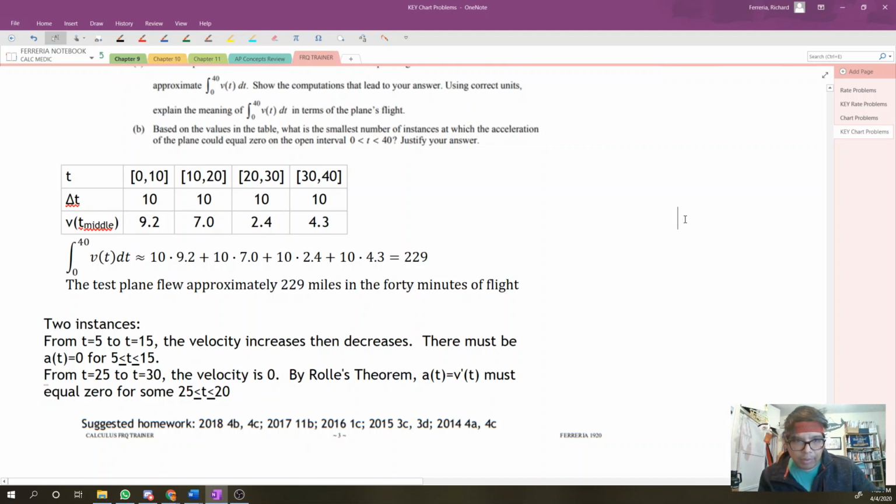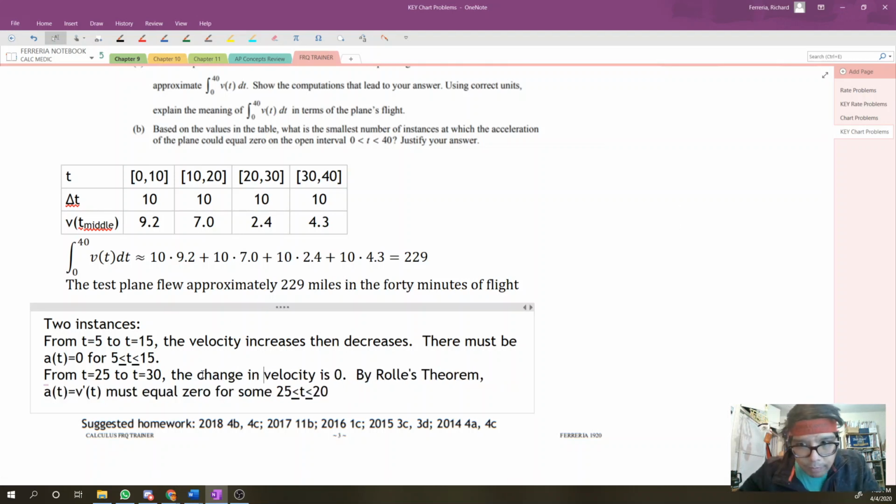And then as I'm thinking about the second 0, we know that between 25 and 30, the change in velocity is 0. So if you remember Rolle's theorem, which we used in calculus A to justify relative minimum and relative maximum, by Rolle's theorem, there must be a place where A, which happens to be the derivative of velocity, is going to equal 0 somewhere in that interval from 25 to 30.